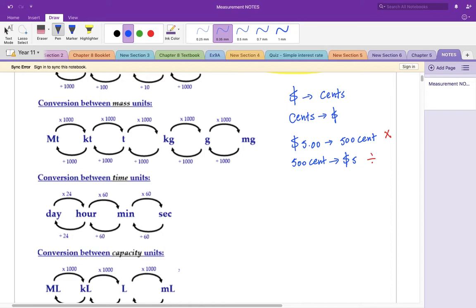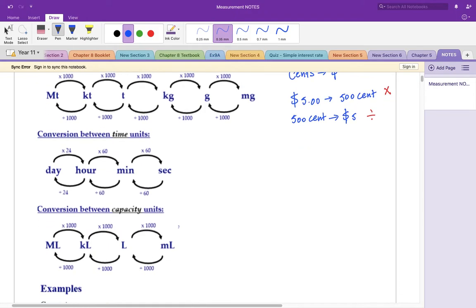And time. So you have days, hours, minutes, seconds. But I think with this, it's more related to real life and you wouldn't really get confused about that, right? There's 60 seconds in each minute, 24 hours in a day, and 60 minutes in an hour. And capacity, so megaliters, kiloliters, liters, and milliliters. And as you can see, they also go up or go down by 1,000 every single time.